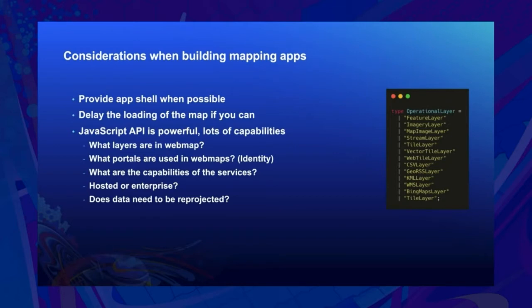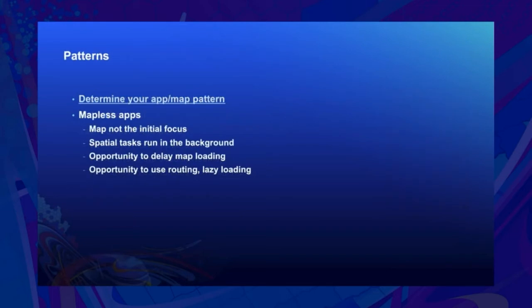We check what are the capabilities of the services. So how can your application leverage those capabilities? Is it hosted or is it an enterprise service, right? These are all kind of things that we need to check. Does data need to get reprojected, for example? So we need to pull different parts of the API into your application depending on the needs of the data that you're using in your app. So one of the things you just want to make sure that you do is that if you don't need the map right away, then of course don't load the map right away. And there are techniques to that.